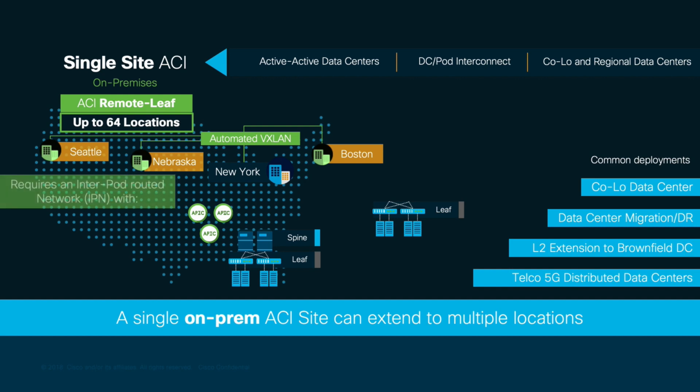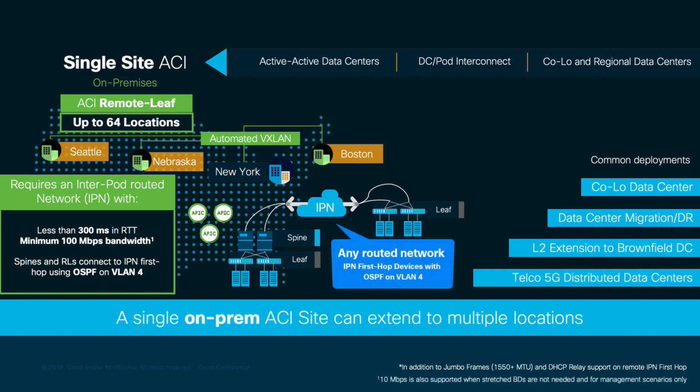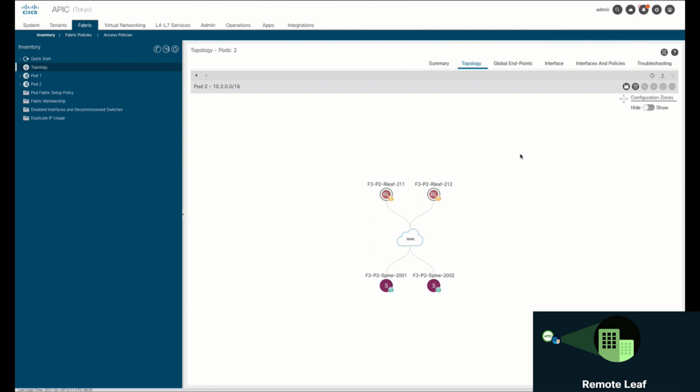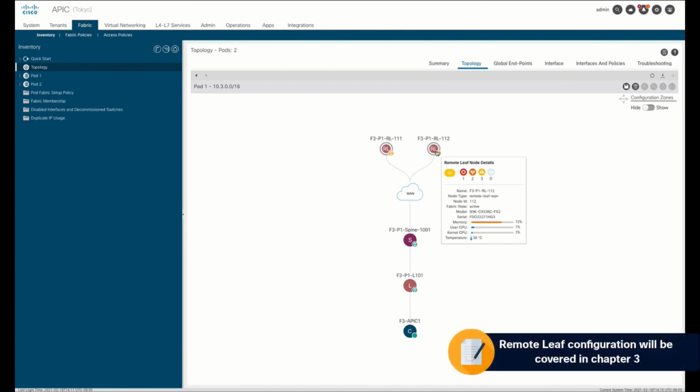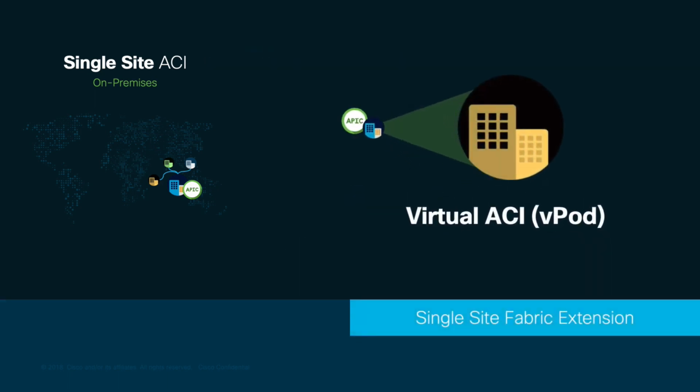Just as with multipod, you need an IPN with a few requisites. First, we need a maximum of 300 milliseconds in round-trip time and a minimum of 100 megabits in bandwidth, and just like multipod, we will connect our remote leaf nodes on the far end to the local router or first hop IPN device, which should support OSPF and the DHCP relay as well. In this case, multicast is not needed for BUM traffic, since head-end replication is used instead. As a result, we get a single APIC cluster managing multiple remote sites or branch offices centrally, with automated discovery and network extension. We will cover the configuration details of remote leaf in Chapter 3 of this module, so make sure you stick around.